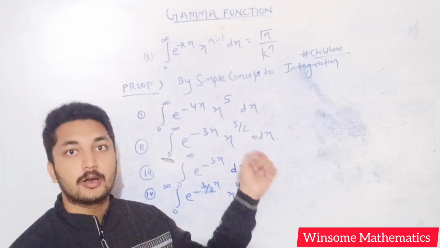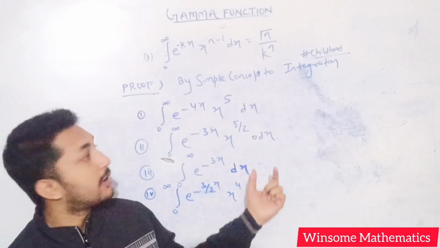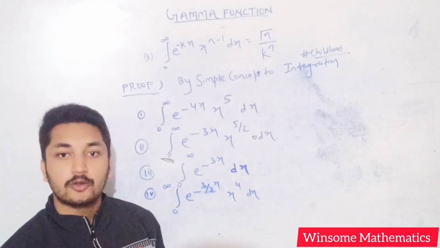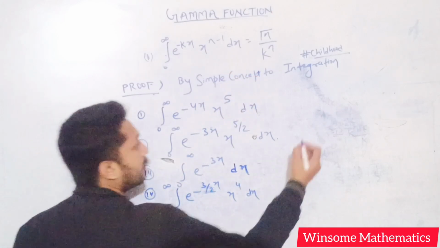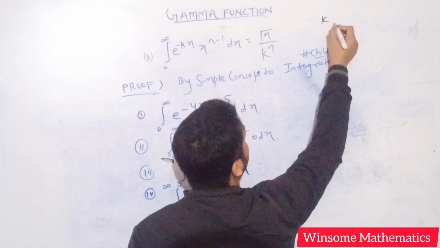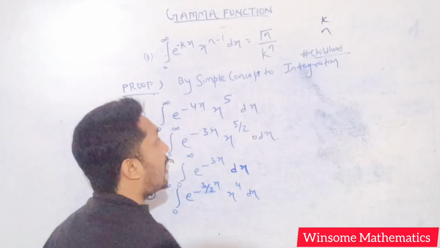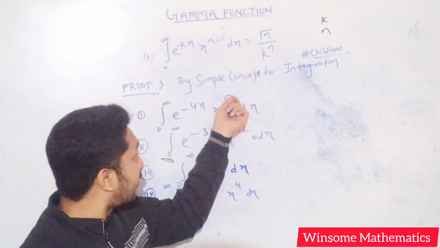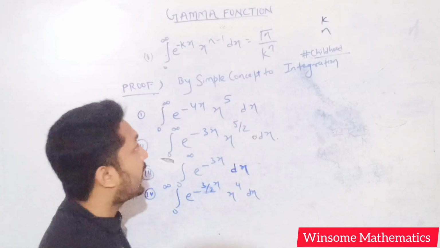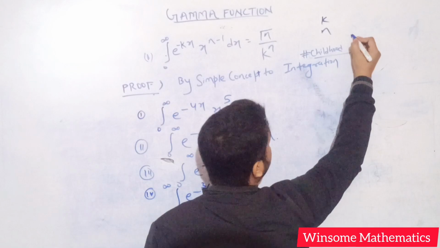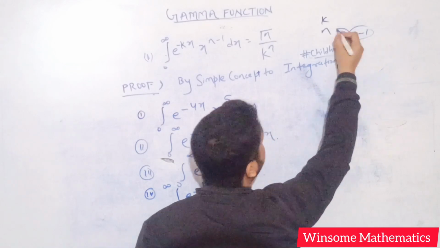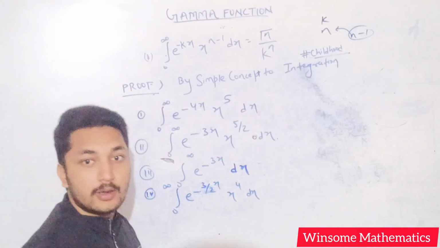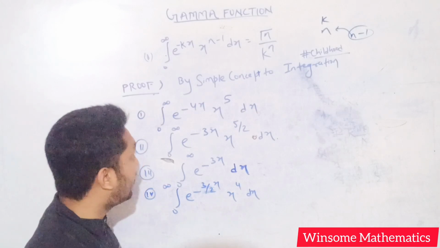We will see how to solve these questions based on the properties. First of all, we will compare this question with the property of the gamma function. What do we have to find? First we have to find k, then we have to find n. And how will we find n? We will find n by transforming the power of x into n minus 1. First we will transform the power into n minus 1, then we will put the value of n. Simple. This is the step involved here.